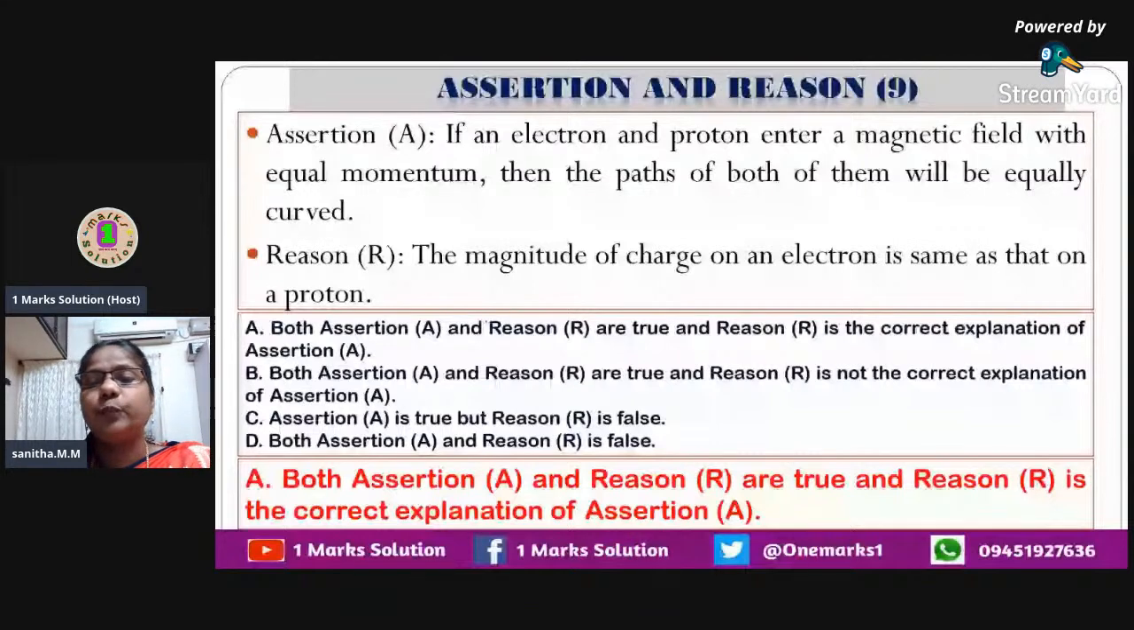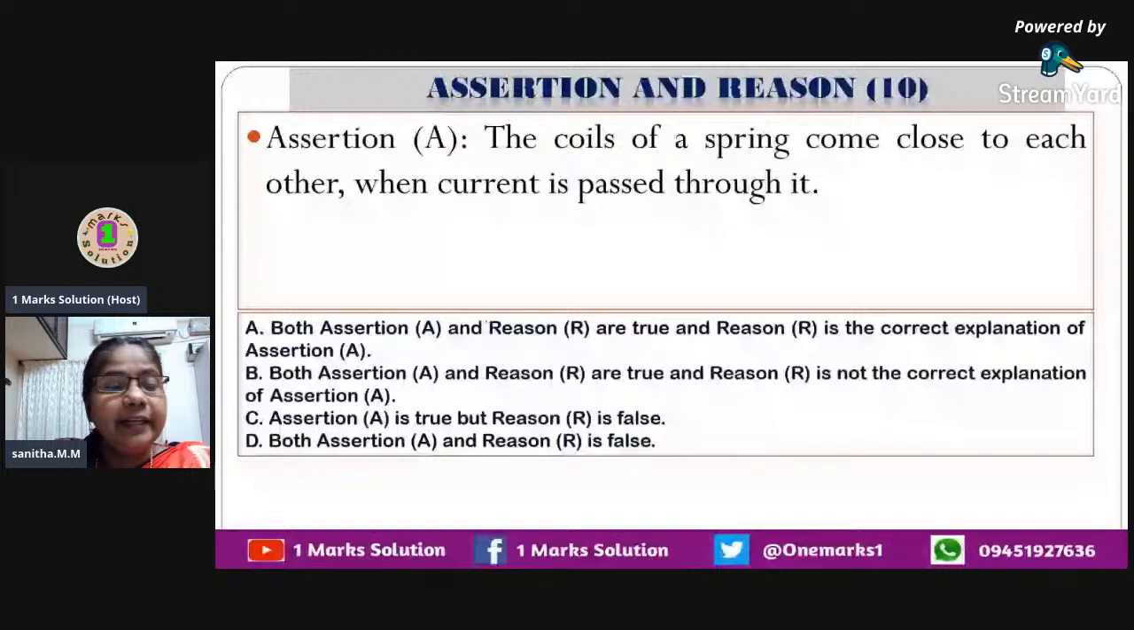The coils of a spring, we know, come close to each other when the current is passed through it. Why? Because we can say this is correct only. We'll just consider two parallel straight conductors. If you allow current through these two conductors in the same direction, what will happen? They will attract each other. So that is correct. If it is in the opposite direction, it will repel. That you are studying, and that is a very important topic also.